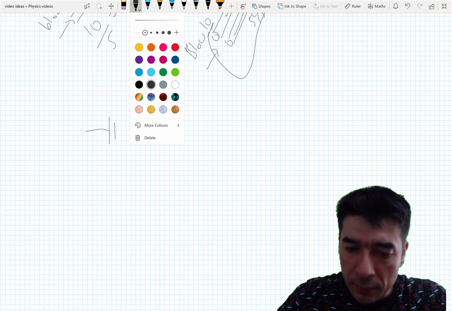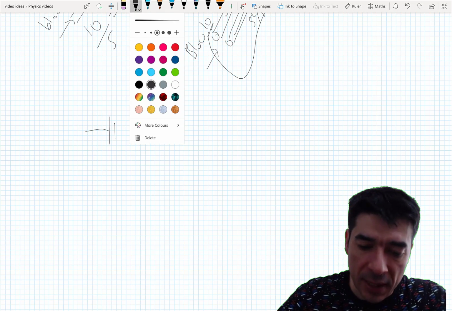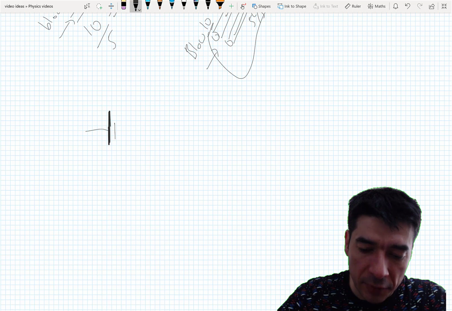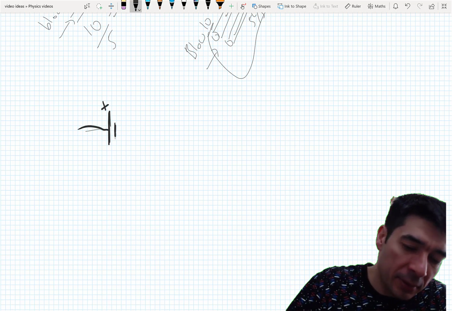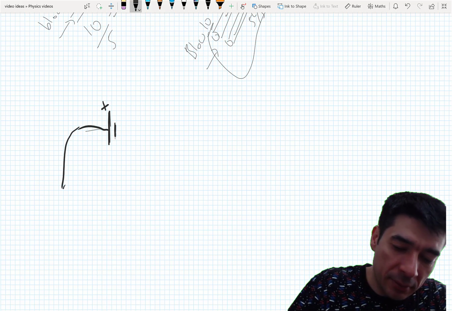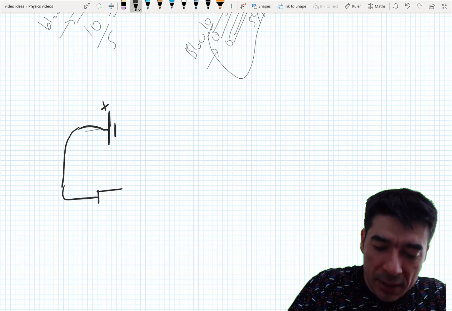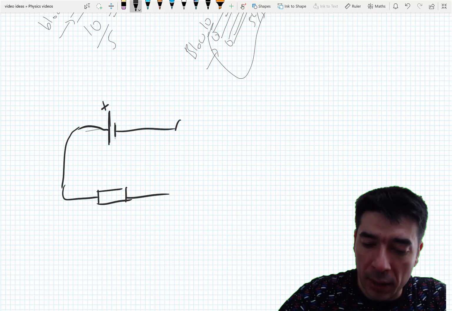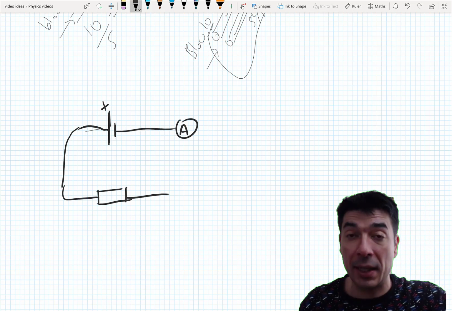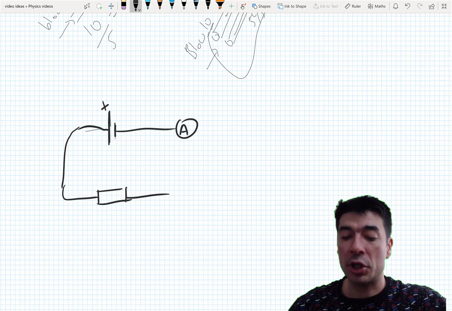We'd have a cell, right? A useful thing to remember here, the big side is always the positive side. Bigger is better, apparently. We put a resistor here. This is the symbol for a resistor. We are going to measure with an ammeter in series how much current is flowing.